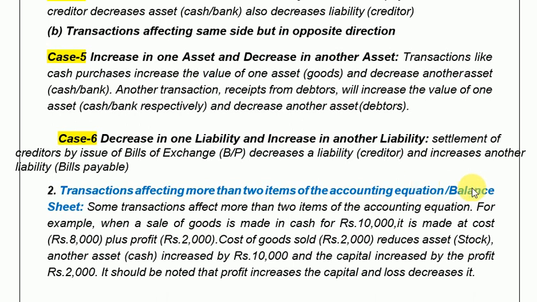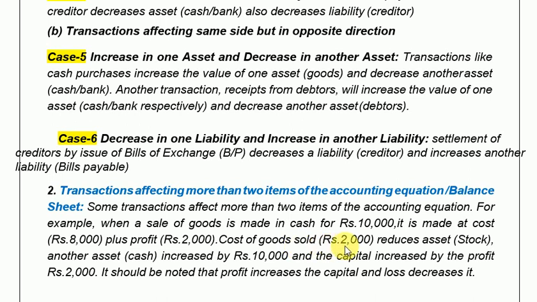And now let's proceed to point number 2, that is transactions affecting more than two items of the accounting equation, that is the balance sheet. Some transactions affect more than two items of the accounting equation. For example, when a sale of assets is made in cash for rupees 10,000, it had a cost of 8,000 plus profit, that is 2,000.